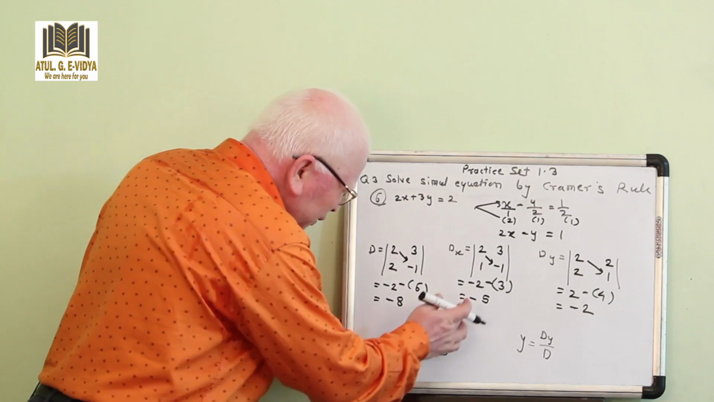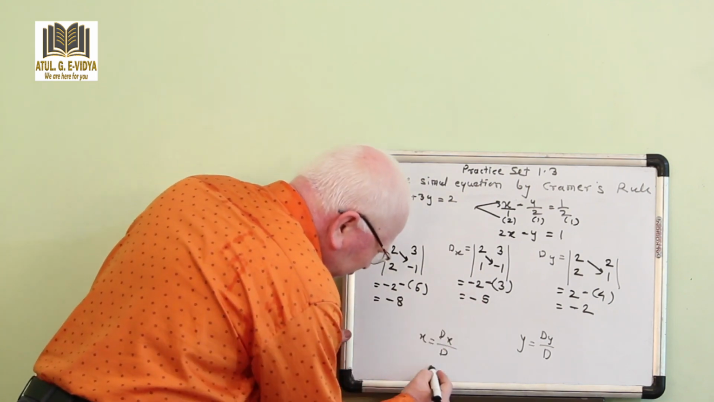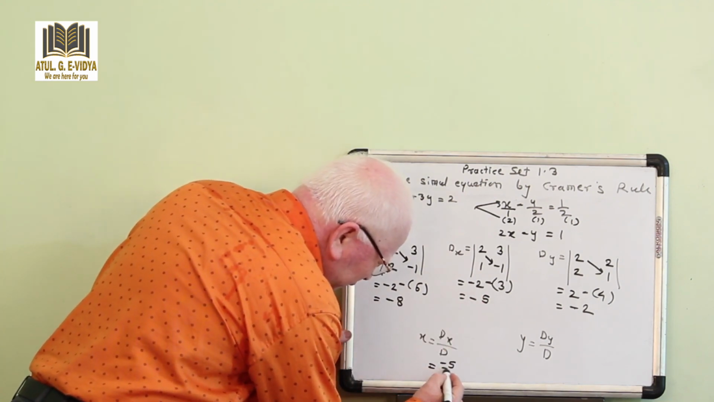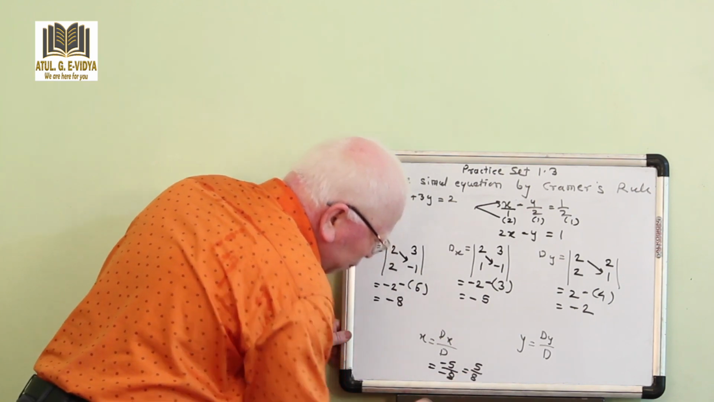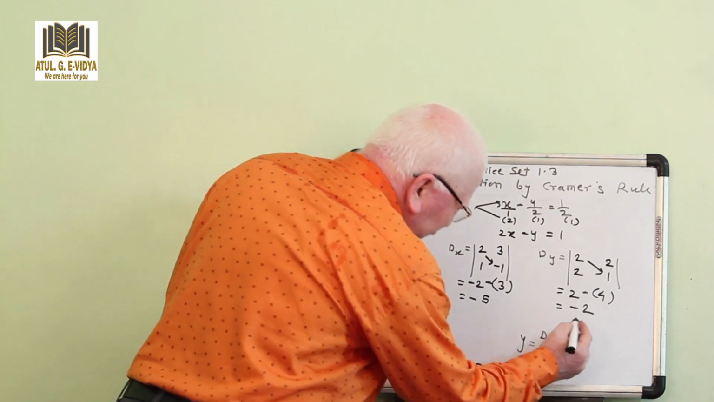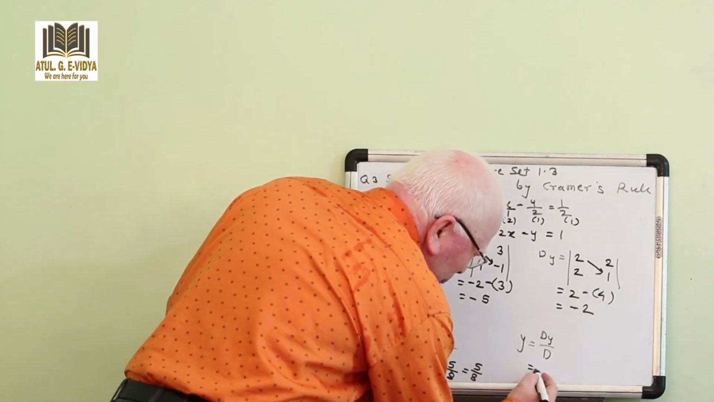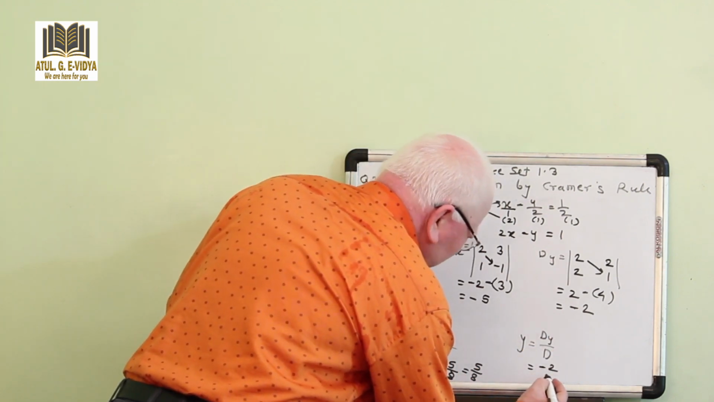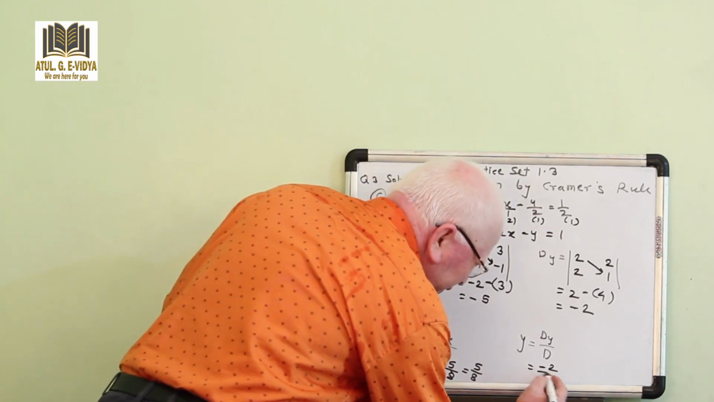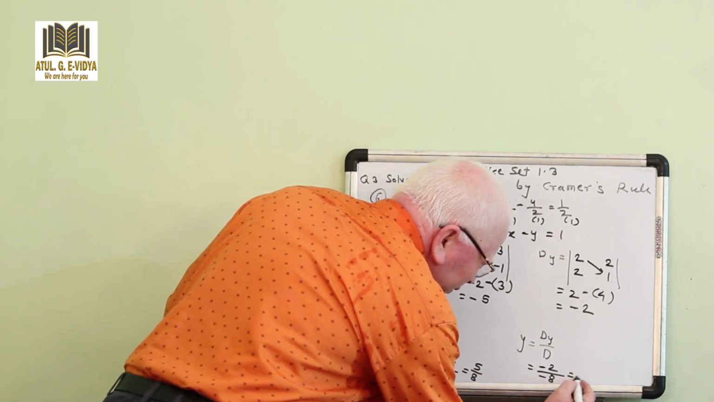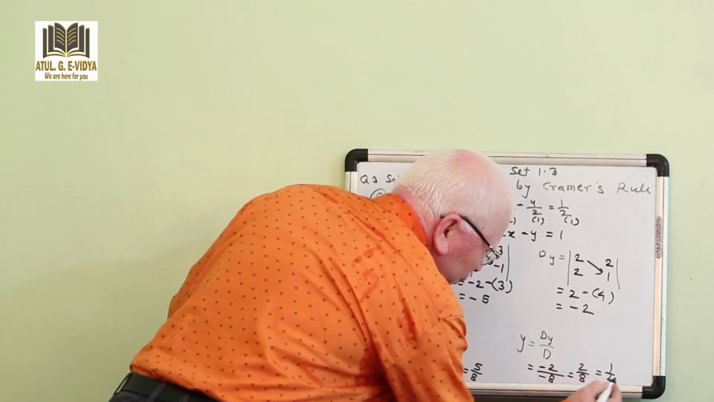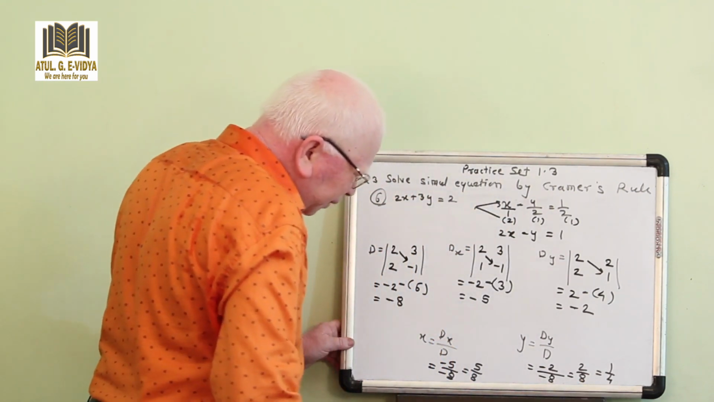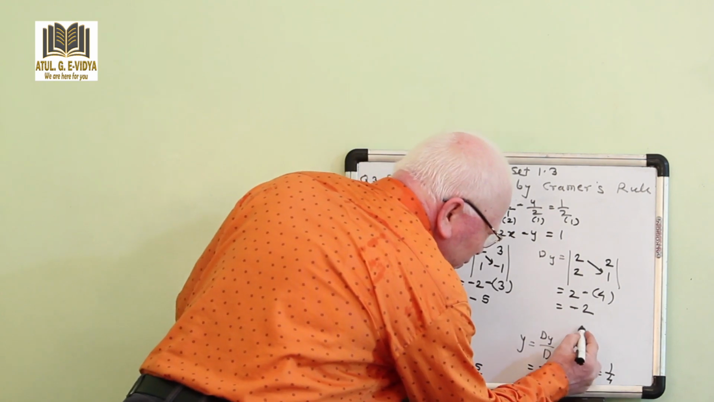Dx, that is minus 5, divided by minus 8. So the answer is 5 upon 8. And Dy, that is minus 2 and minus 8. Answer is 1/4. So 5/8 and 1/4 is the answer.